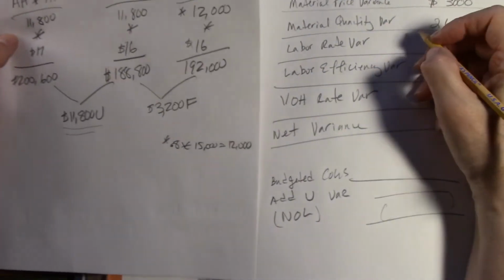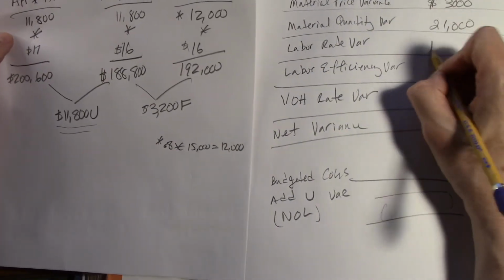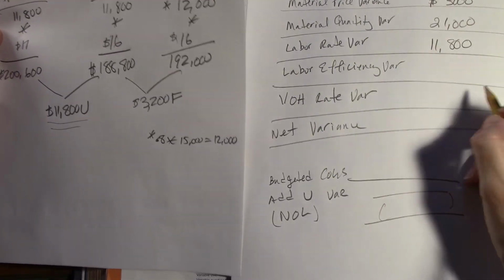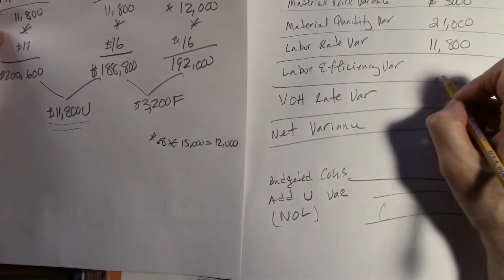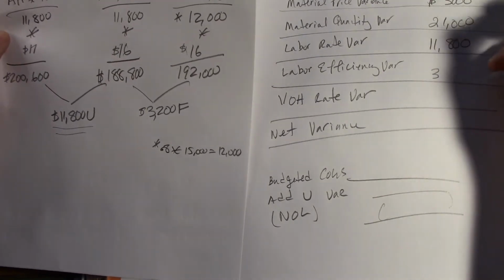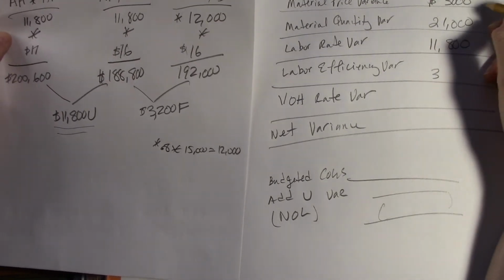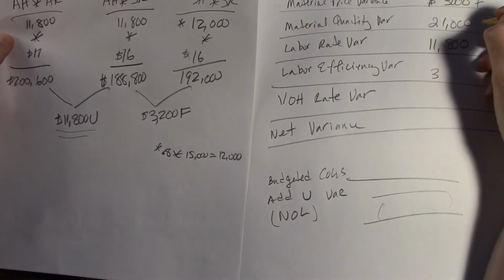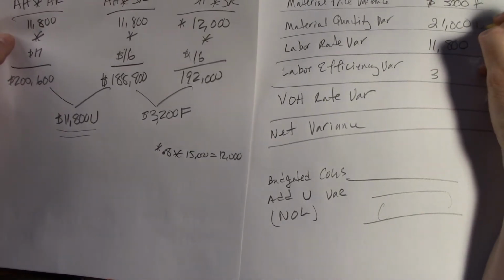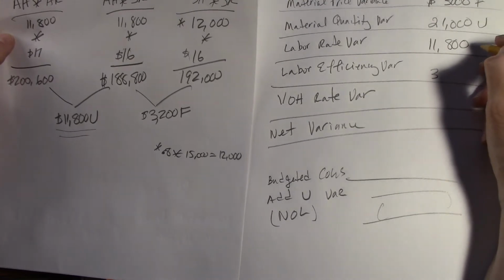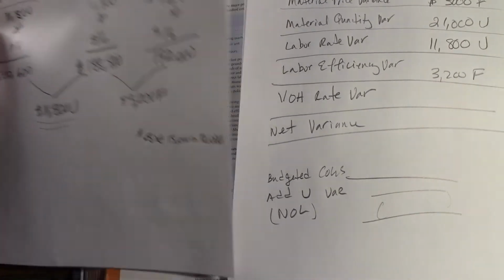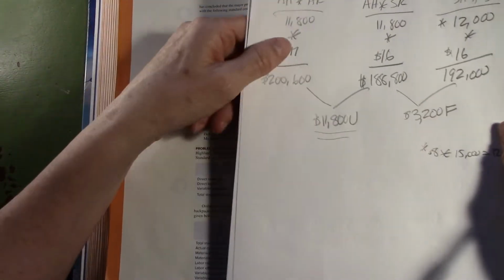Labor rate variance is 11,800, and labor efficiency variance is, so I need to actually be writing down what these are. That 3,000 was favorable because I got to add or subtract eventually, and this was unfavorable. This is unfavorable, and this 3,200 is favorable.